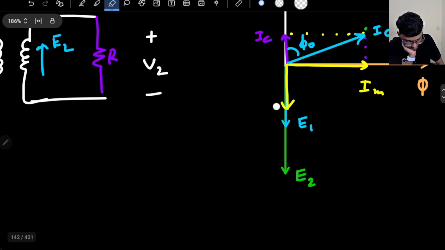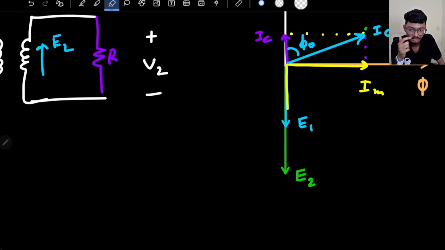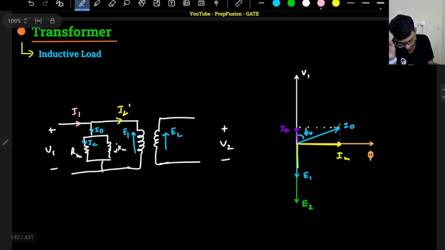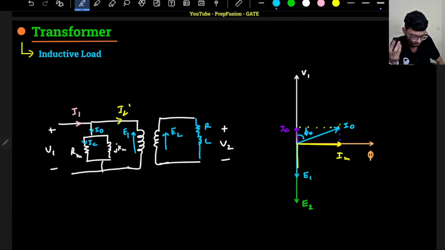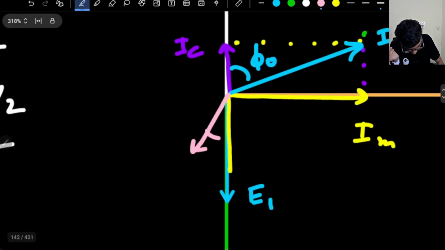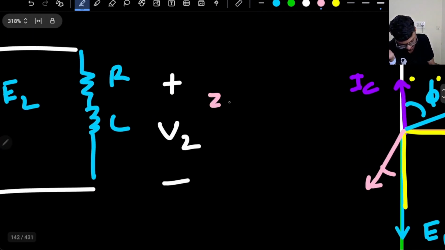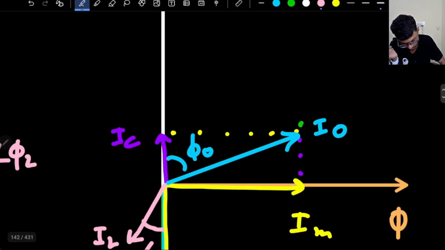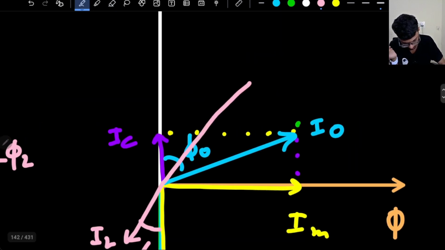My I2 will change. If it's an inductive load, that means what? It is not purely inductive. It is an inductive load. That means it is, let's say, a combination of R and L. Correct? So current will be lagging the voltage. So I2, this we have already done previously as well. So current will be somewhere here, right? It will lag the voltage by the phase angle, let's assume this is phi 2. Okay, so this phase angle will be phi 2 between E2 and the current I2. Okay, what will be I2 dash? I2 dash will be just in phase opposition, 180 degree phase opposition. This will be I2 dash.